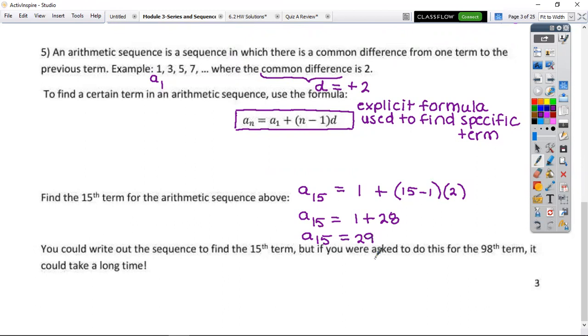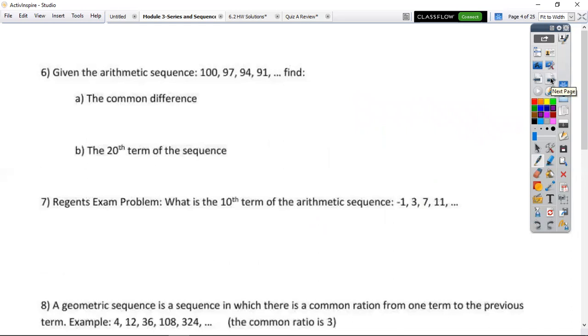The purpose of this formula is to speed up the process, because often you're not just asked for the 15th term, sometimes you're asked for like the 90th term. So it prevents you from having to write out all of your terms that come before it. Okay, so it's a nice little shortcut. So backside, we're going to quickly find the common difference and use our explicit formula to solve.